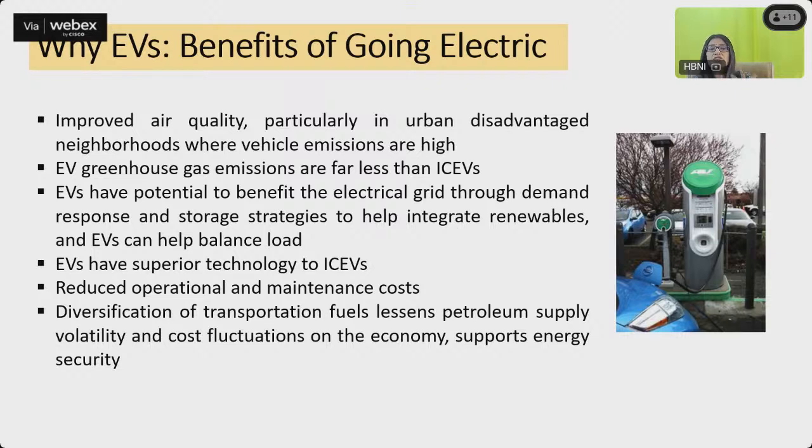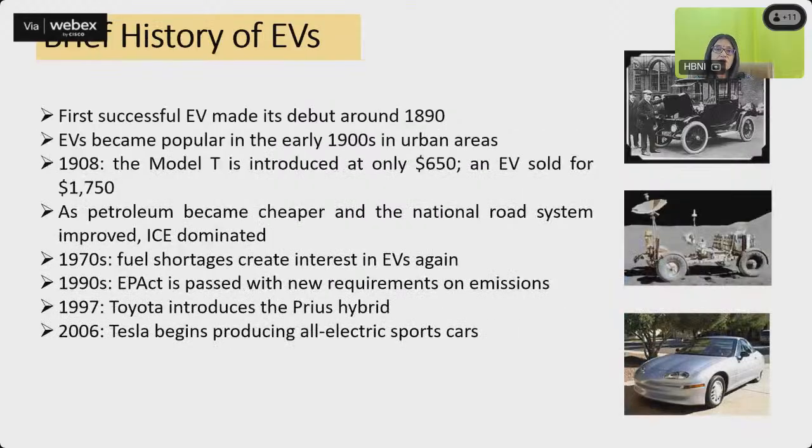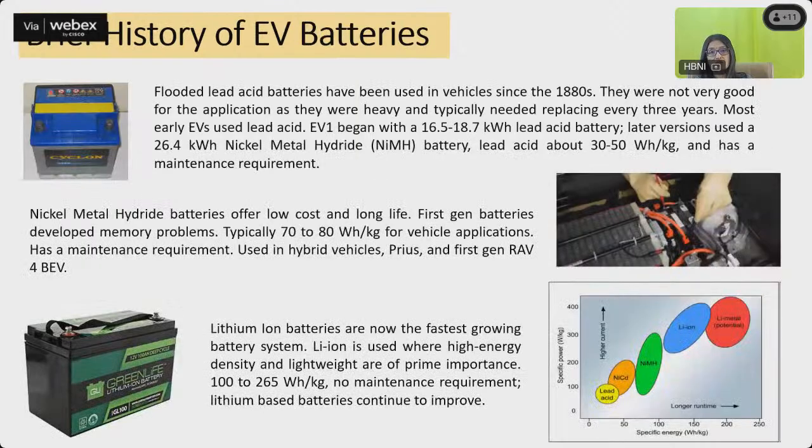So the benefits of EVs are many, but the only problem is how you can improve the energy density of these batteries. Here a small brief history of these EVs is given. The first successful electric vehicle made its debut in 1890. At that time, lead acid cells were being used for these electric vehicles. But by 1997, Toyota introduced the Prius hybrid, and in 2006, Tesla began producing an all-electric sports car. And obviously now, we are getting all these commercial EVs in the market.